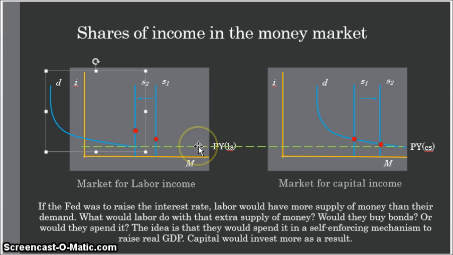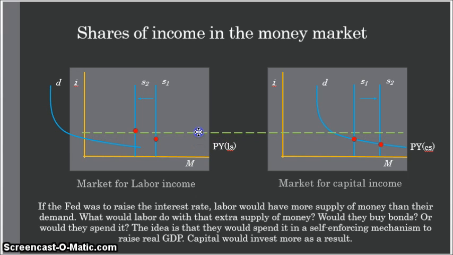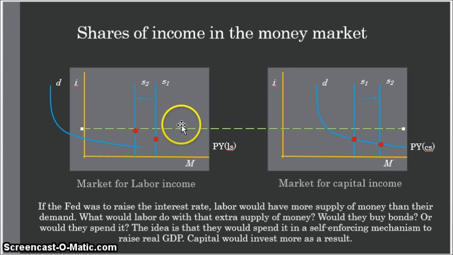Now, here's the thought: if the Fed was to start raising interest rates, I'm just going to take it up, you'll see now that in the labor market, the supply of money is greater than the demand for money. So what does that mean? That means labor has more money, relative to their demand at that interest rate. Usually they would go ahead and buy bonds, and that would raise the price of bonds, which would lower the interest rate back down here. But the Fed can maintain that higher interest rate.